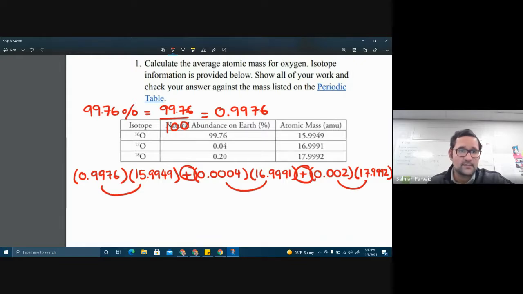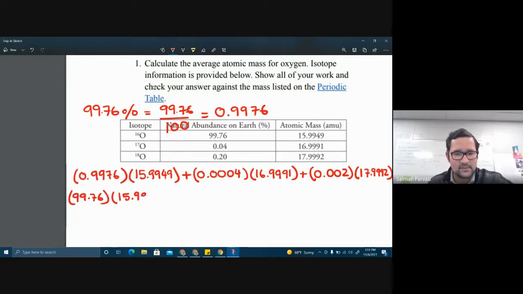Now, the other way to do it is if you don't want to change the percentage into 0.9976 or 0.0004 or 0.002 and you want to leave it in there, that's fine too. You can say 99.76. It's just that at the end, you'll divide your final answer by 100. So you can do that division by 100 at the end, or you can do it at the beginning.